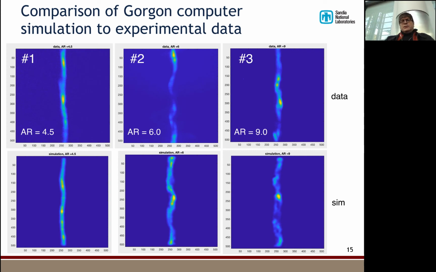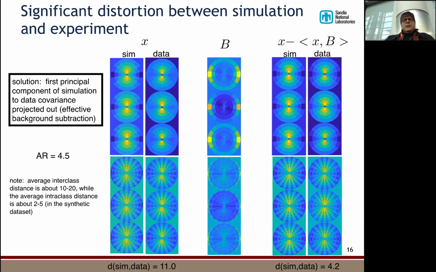We changed quite a few of the design parameters associated with that, and optimized the classification performance. Next we used this to compare a series of Gorgon simulations across the bottom to a series of experimental data, where we just modified the aspect ratio of the liner in each one of the different pieces of data and also the simulations. It turned out that there was a significant distortion between the simulation and experiment.